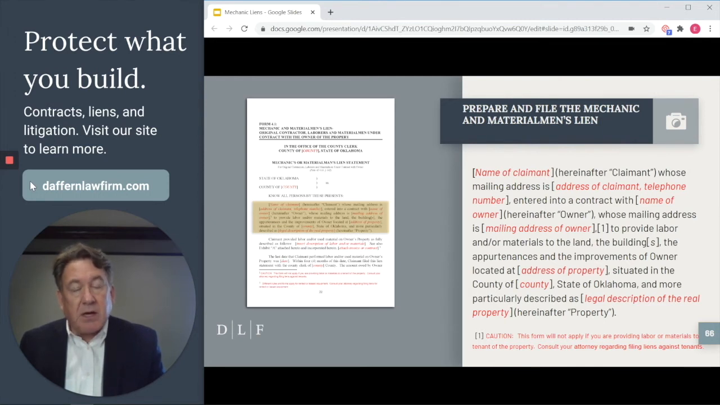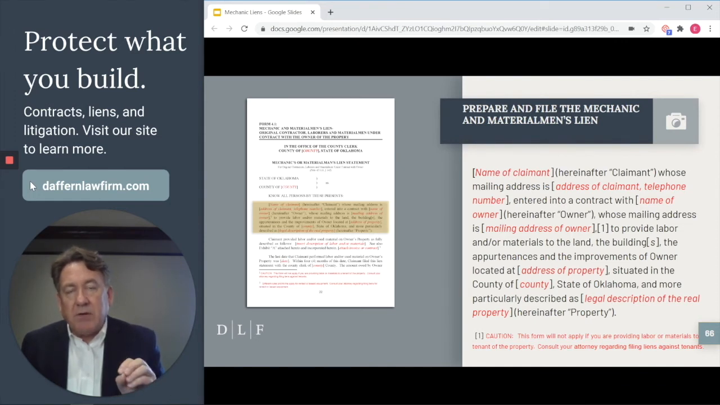Now, again, this gets complicated, and I don't want to spend a whole lot of time here because I don't want to encourage you to do this without talking to your attorney about the implications of working for a tenant. There's good reasons to file a lien against a tenant. There's good reasons not to file a lien against a tenant. So we want to be very careful about that. And so that's all I'm going to say about that.